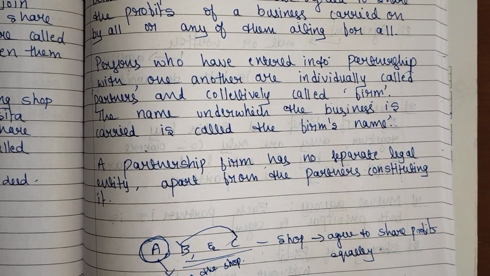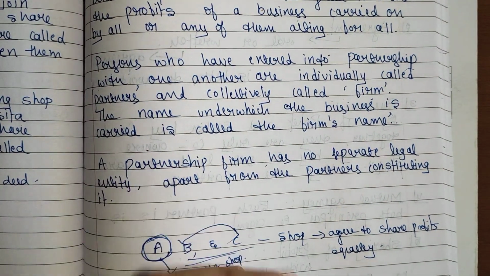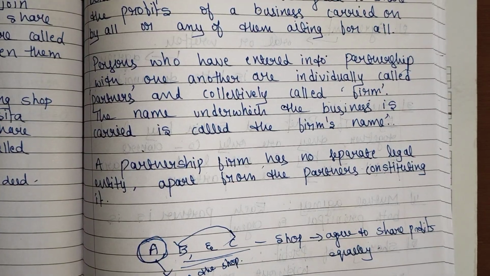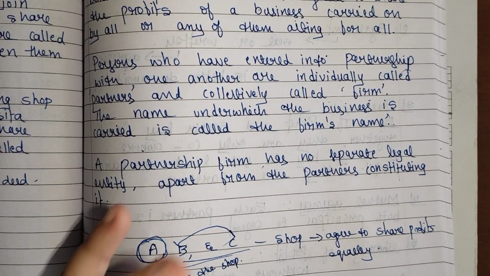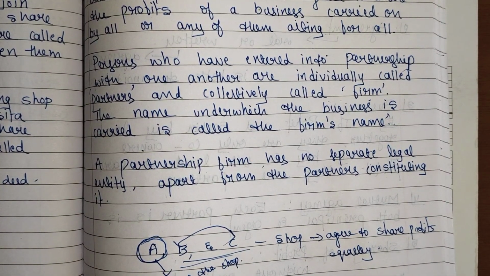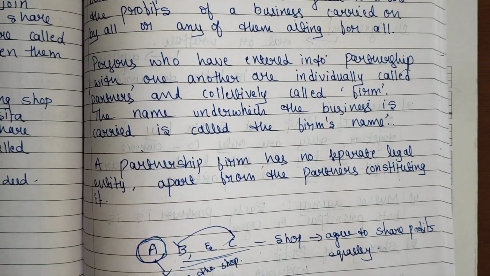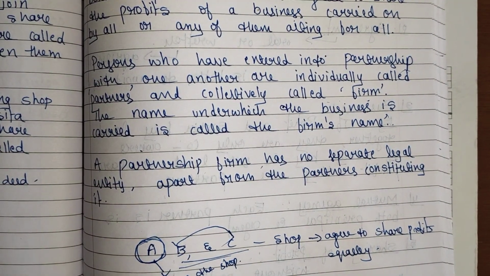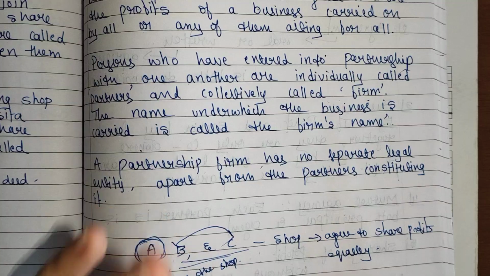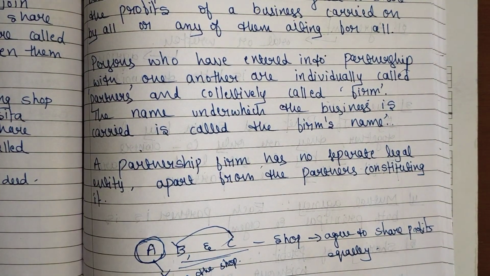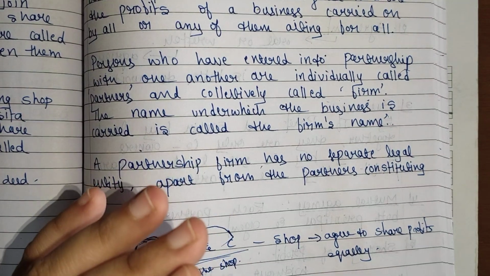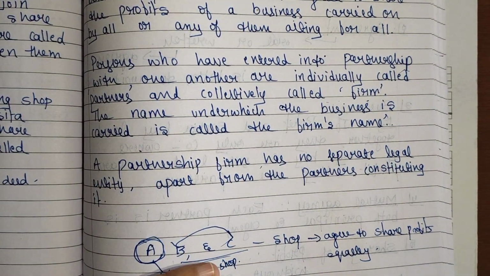Clear? And the firm cannot exist independently without the partners who formed it. So it is only a group of partners doing the business together. So the rights, duties, profits, losses and liabilities, they all belong directly to the partners. Clear? So I hope this is clear to you all.